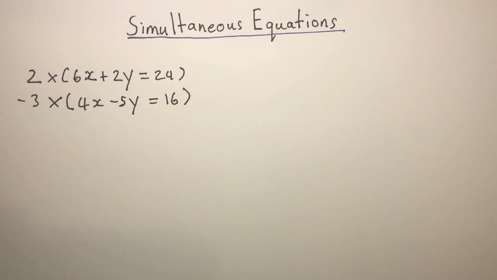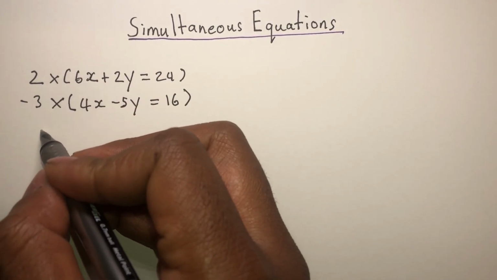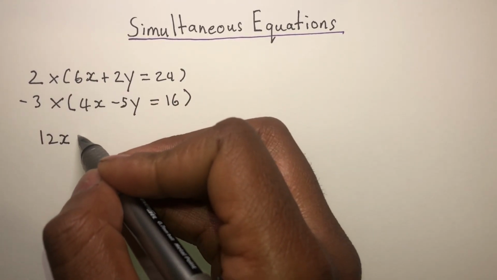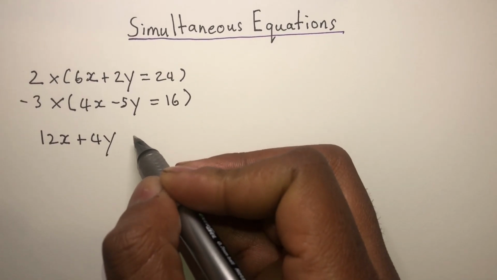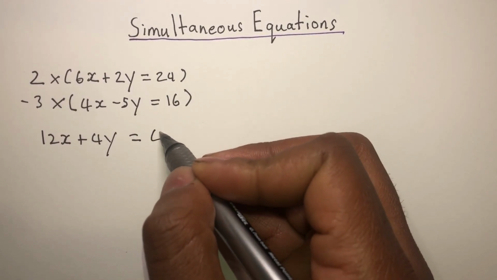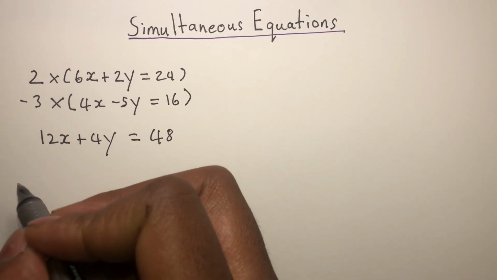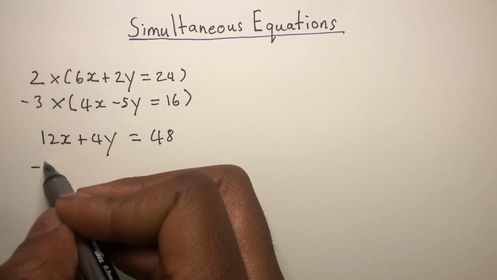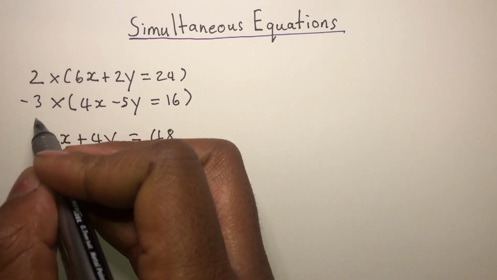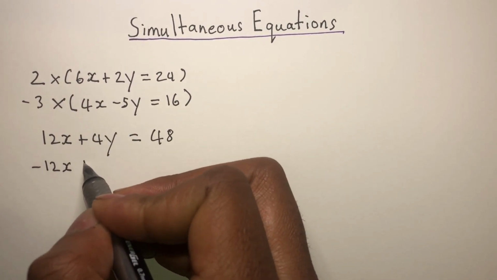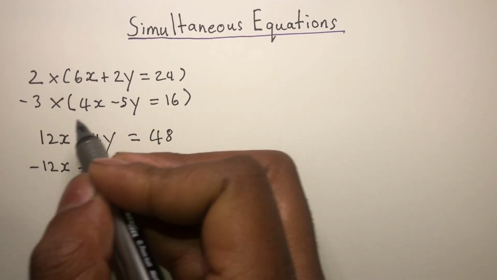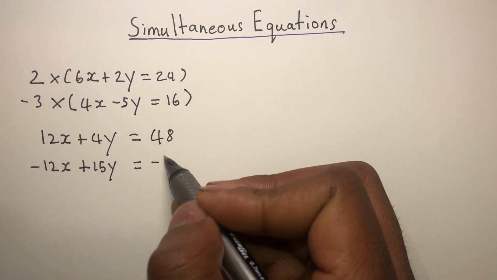We are now going to do this the correct way. So 2 times 6x gives us 12x. 2 times positive 2y gives us positive 4y. 2 times 24 gives us positive 48. And negative 3 times 4x gives us negative 12x. Negative 3 times negative 5y gives us positive 15y. And negative 3 times 16 gives us negative 48.